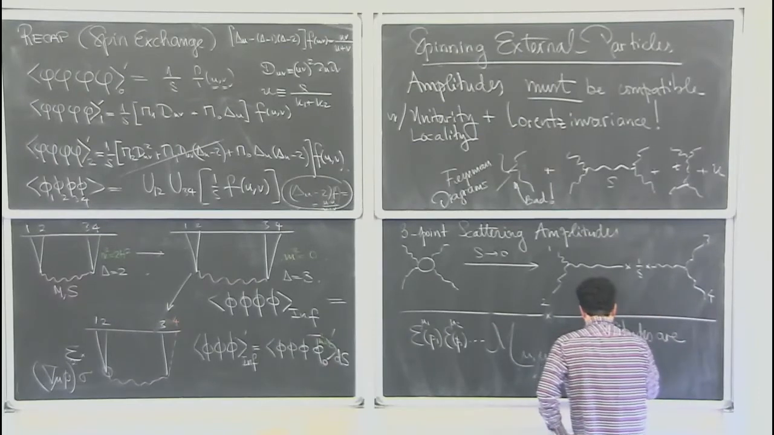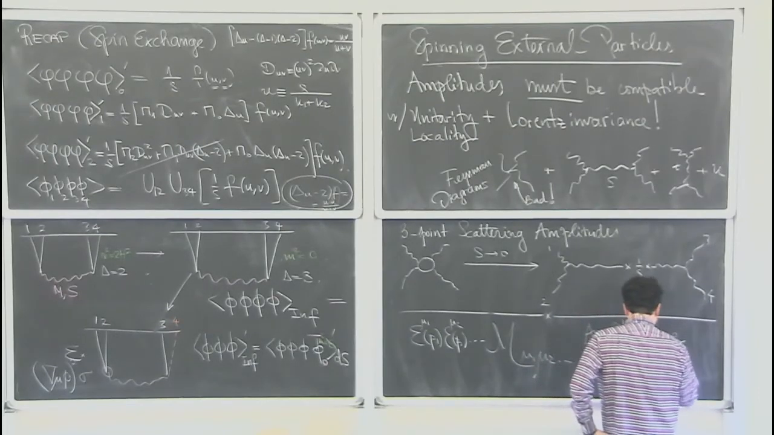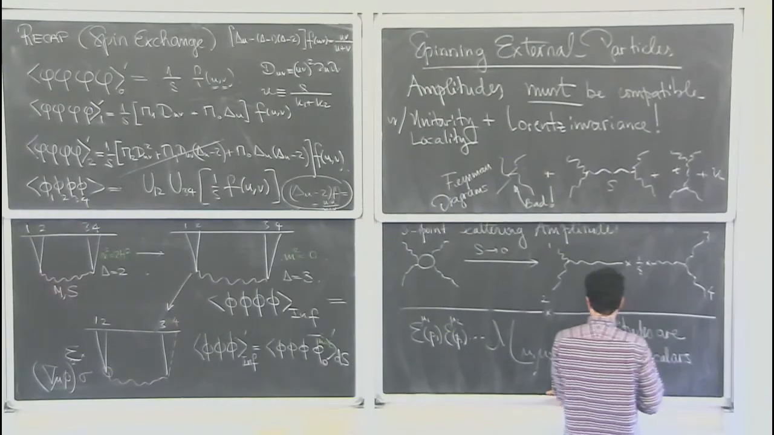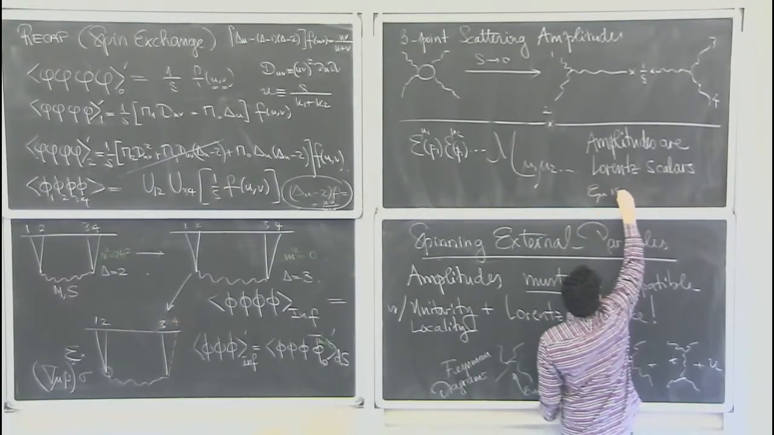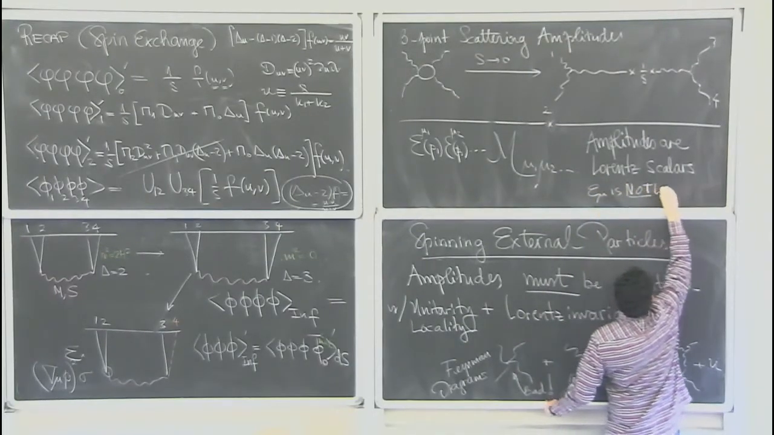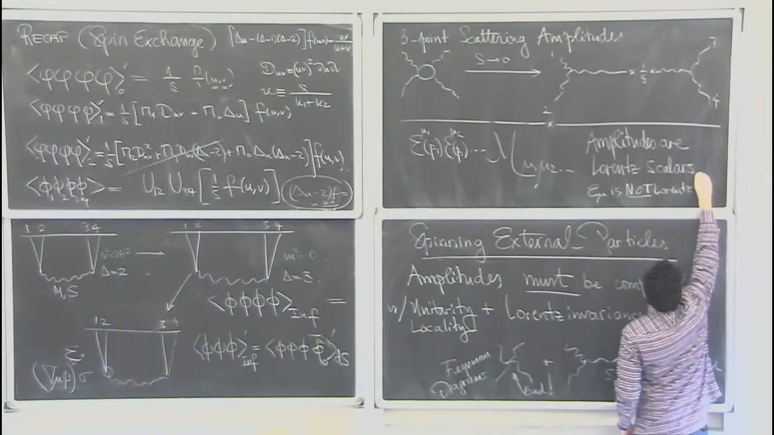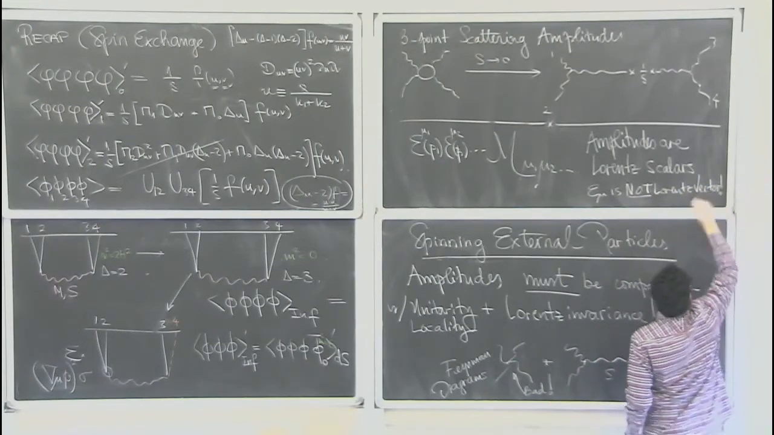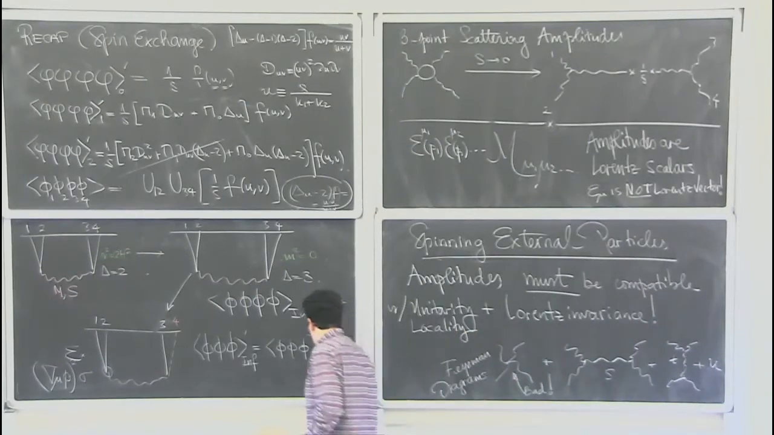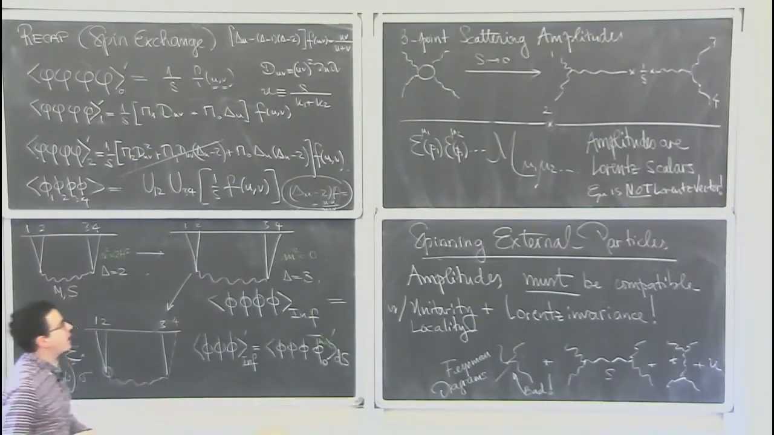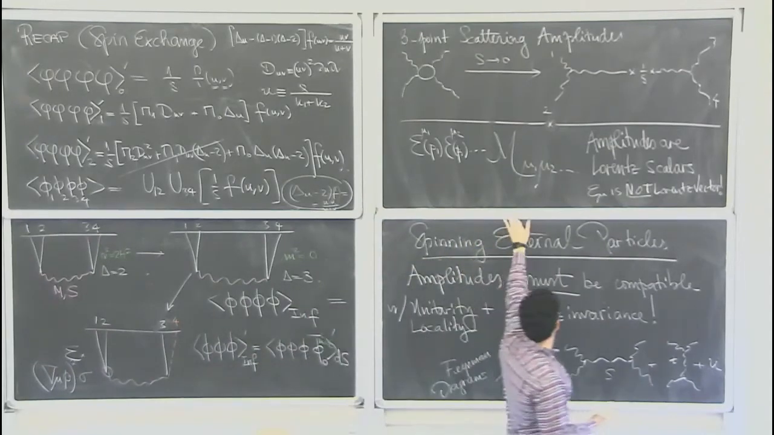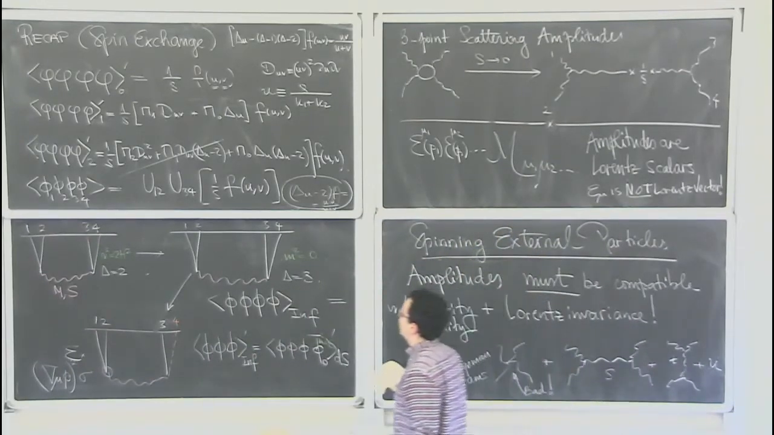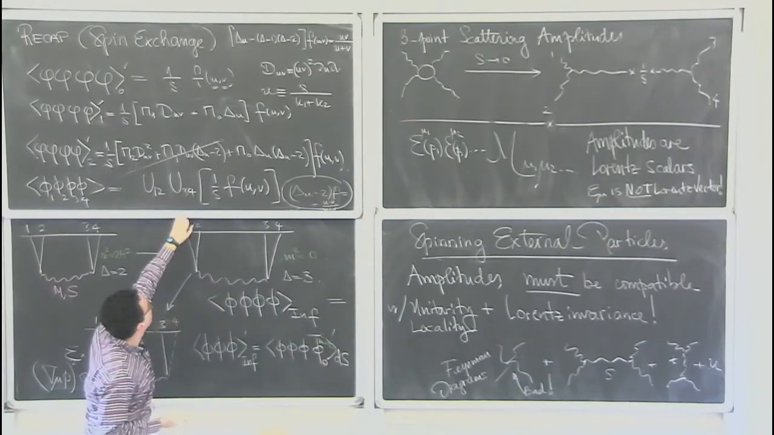are Lorentz scalars. And epsilon mu is not a Lorentz vector. Okay? Because three-point scattering amplitudes are so constrained, we're going to try to just write them without making any reference to polarization vectors.